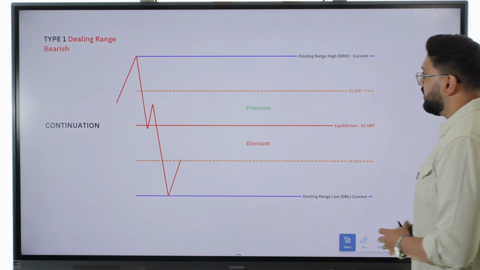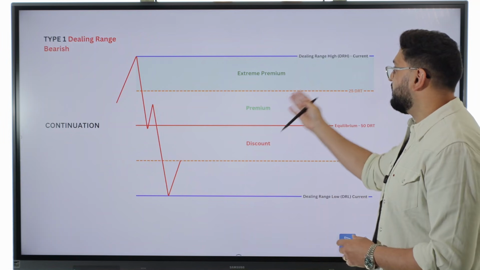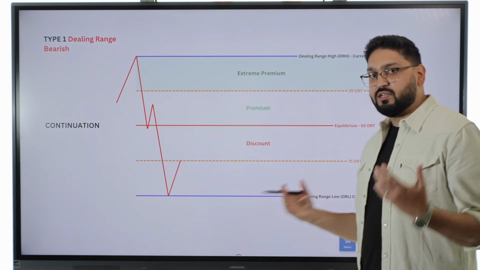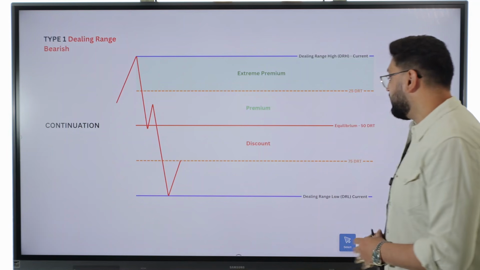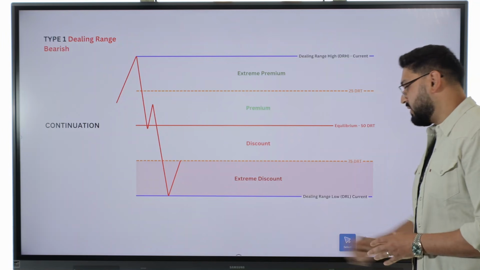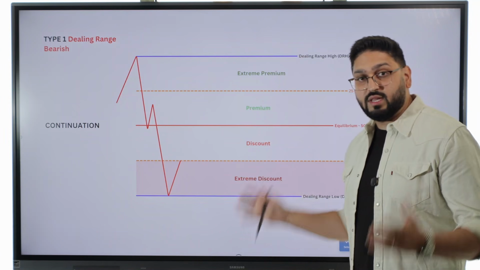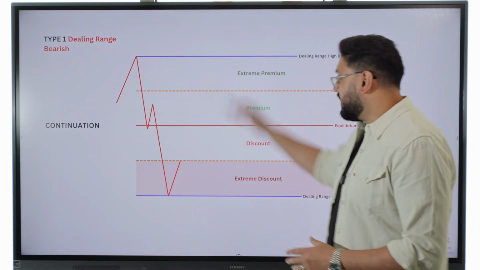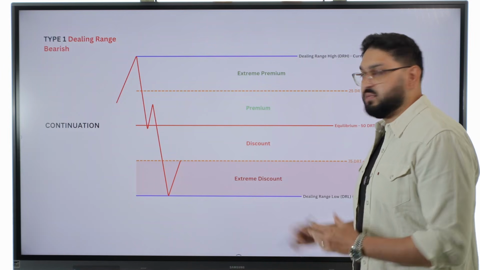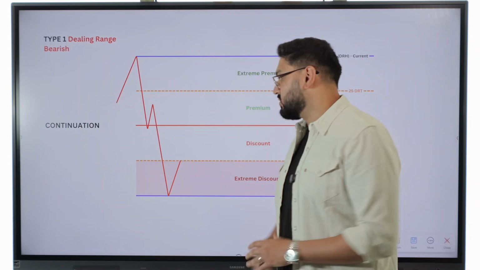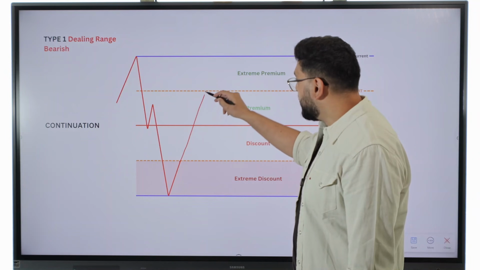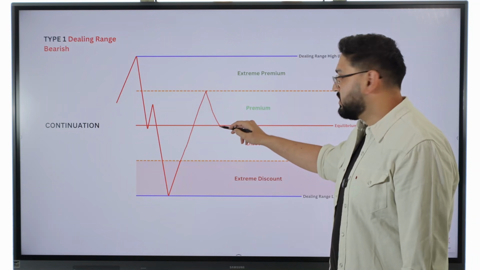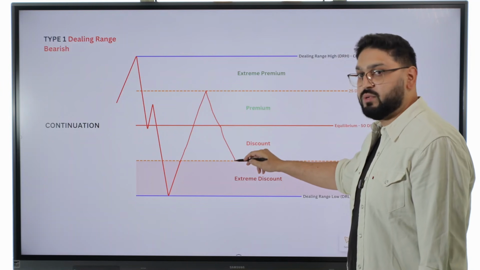The upper quadrant of this dealing range, between the 25 DRT and the dealing range high, we can class as an extreme premium. And anything between the 75 DRT level and the dealing range low, we can class as an extreme discount. Now, the market can gyrate inside of these levels, and typically this will be seen inside of a consolidation market, where we'll see the market reprice to an extreme premium, turn around and gravitate back towards equilibrium, and or an extreme discount.